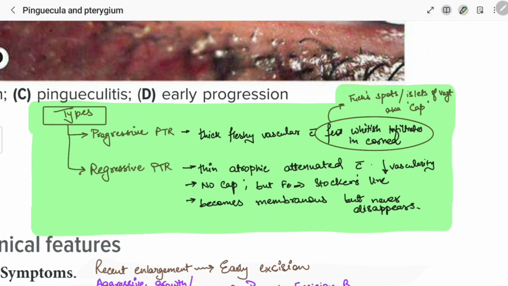Now, coming on to types of pterygia. Pterygia can be progressive or regressive. A progressive pterygium is thick, fleshy, and vascular, and there are a few whitish infiltrates in the cornea. These whitish infiltrates are commonly known as cap, also known as Fuchs spots or islets of Vogt. A regressive pterygium, on the other hand, is thin, atrophic, and attenuated with minimal vascularity. There's no cap, but there's an iron deposition line known as Stocker's line. It becomes membranous, but it never disappears.